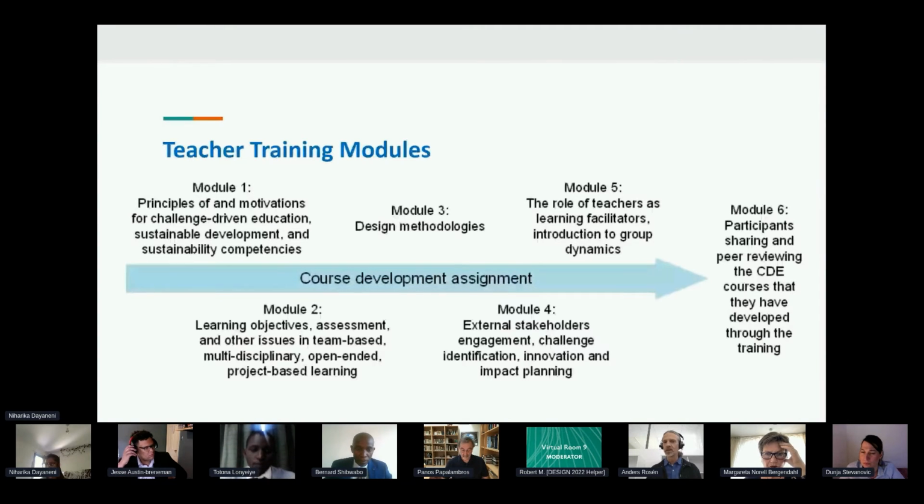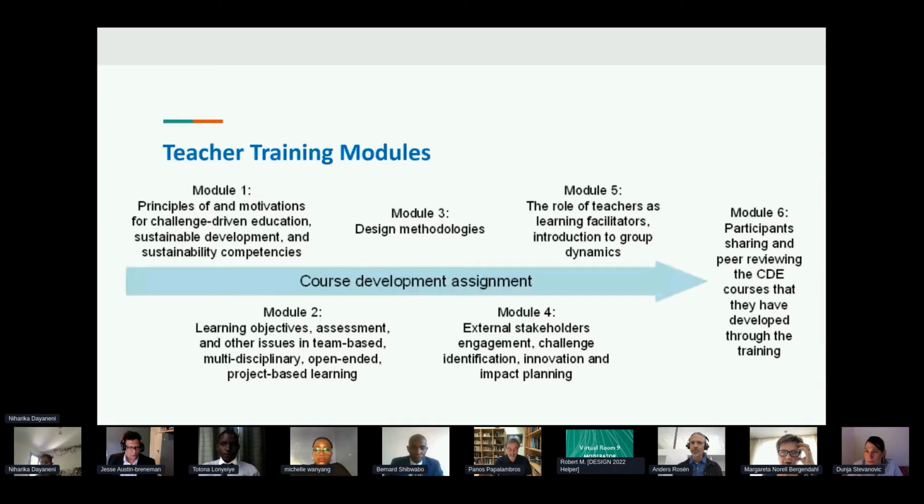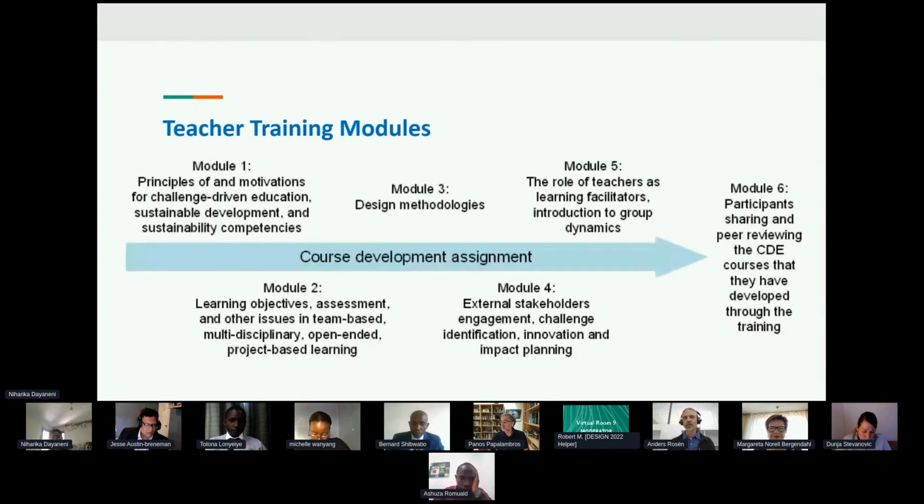Some teachers come in with a traditional lecture-based course, and maybe they infuse some project-based elements, or they bring in a stakeholder. Other teachers come in with a large, already functioning project-based course, but through this training, maybe they are emphasizing sustainability aspects, and developing their courses so that they bring in other types of stakeholders. The first module considers principles and motivations for challenge-driven education, sustainable development concepts, and sustainability competences, the competences we need to change society in a sustainable direction.